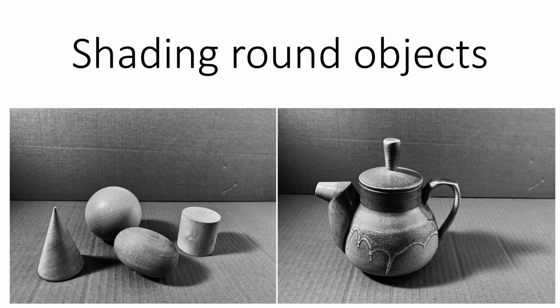Shading round objects. In this little sequence, we are going to practice shading spheres. You can see in the picture on the left an assortment of basic forms with round or curved surfaces. On the right, you can see a teapot. This teapot also has round surfaces and is loosely composed of three basic round forms: a sphere, a cylinder, and a cone.